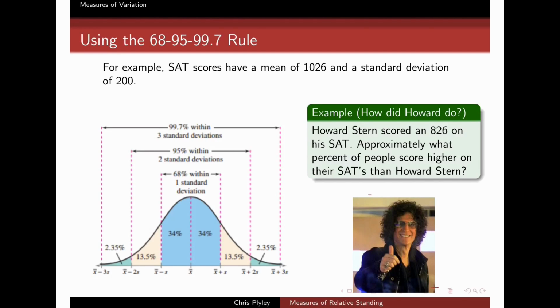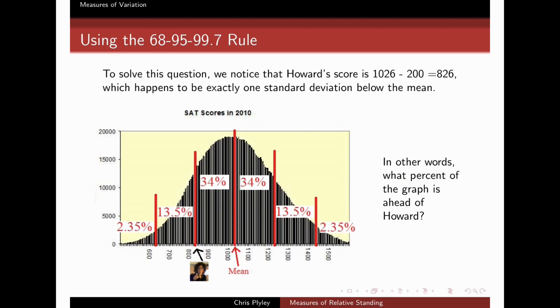So, how do I find what percentage of people scored higher than Howard on their SAT? It's always important to read the question carefully before you start to answer it. What I'm asking here is, if I looked at the distribution of all possible SAT scores, then let's find where Howard is. Howard would be right here.